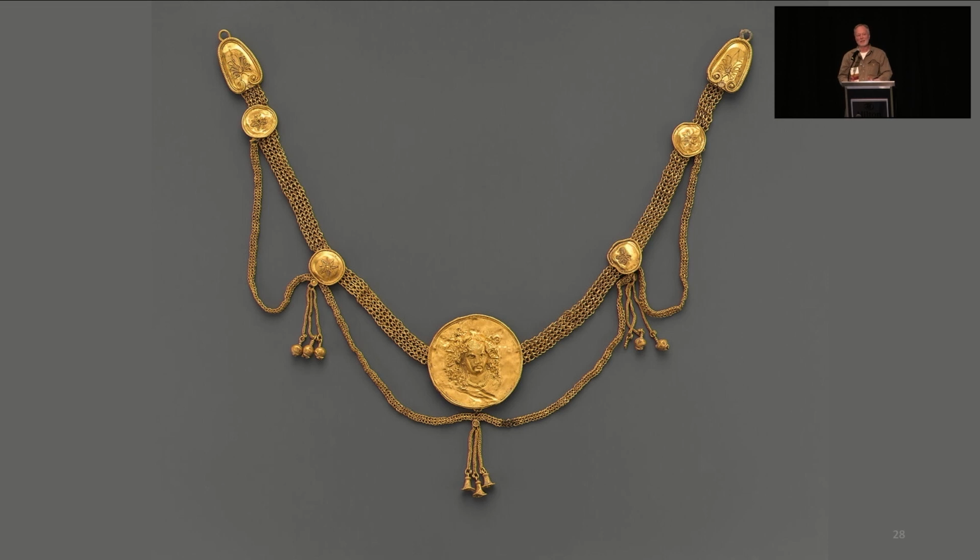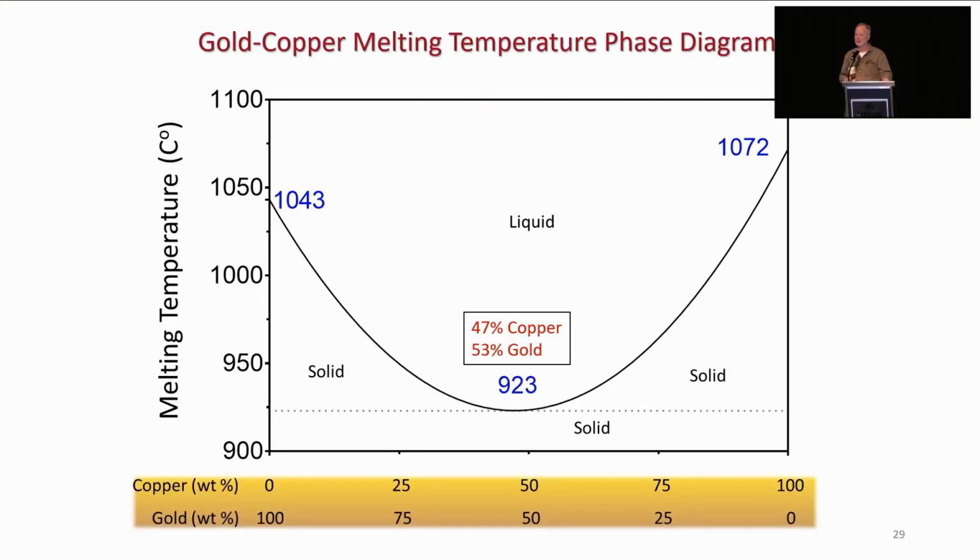Well, it turned out that these ancient Greek goldsmiths used a mixture of gold and copper for their solder. The reason they did that is because the mixture of gold and copper has a lower melting temperature than gold or copper separately. It's a pure mixture. And so I put this together. So here's the gold-copper melting temperature phase diagram. Everything above the line is liquid, and everything below the line is solid.